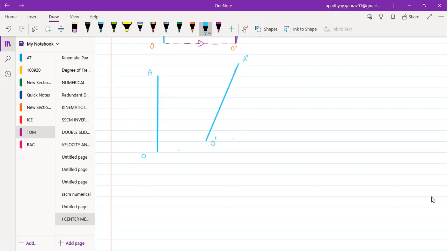Pure translation. Why? The calculation will be easy. Son, the calculation will be easy, but can we calculate the angular movement of this link through the translation? No, sir.